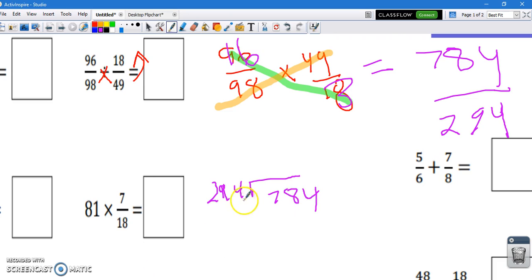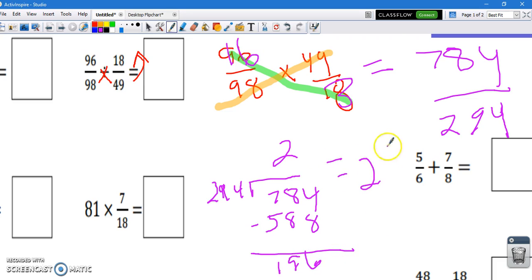784 divided by 294. You're going to get 2.66666667, something like that. Remember, just use the whole number. Now, multiply. 294 times 2 is 588. Let's subtract. 784 minus 588. It's going to give me 196. That's something I can work with.